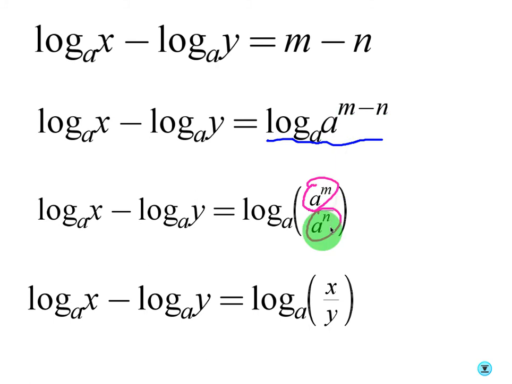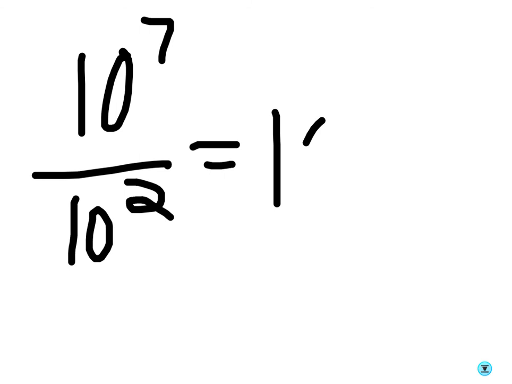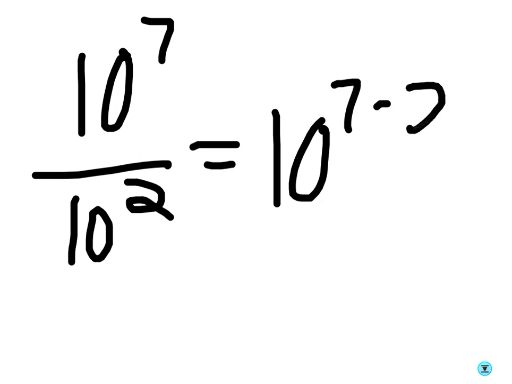Now I want to talk a little bit about this. Why does a to the m minus n equal a to the m over a to the n? I'm going to use base 10 to show that. So let's say we have something like 10 to the 7th over 10 squared. Does anybody remember how to simplify that? You subtract the exponents. So that equals 10 to the 7th minus 2, which is 10 to the 5th, right?